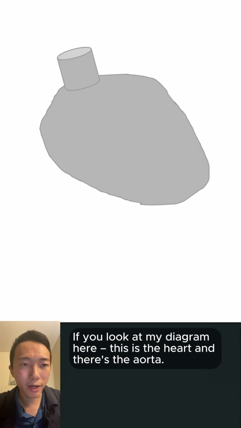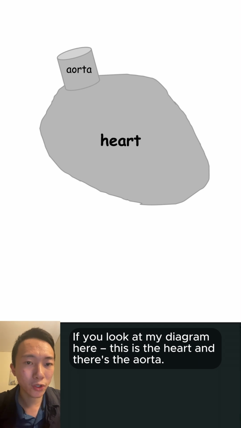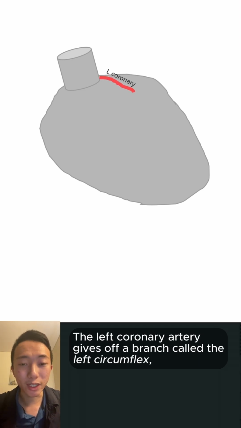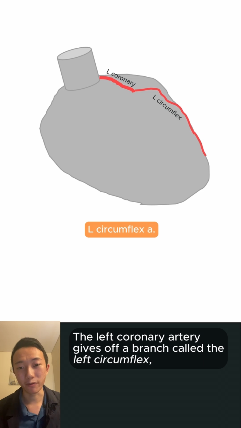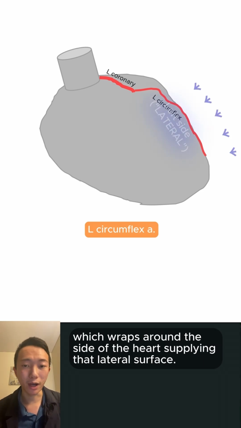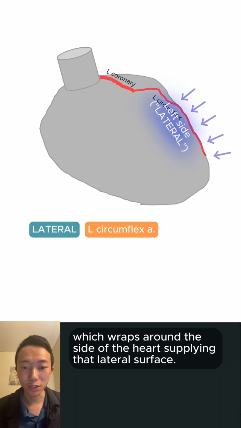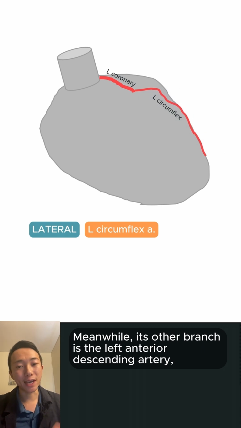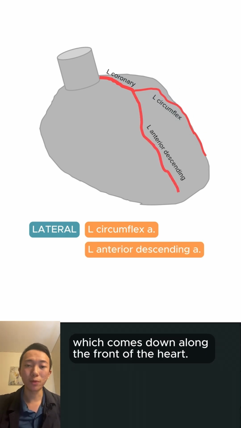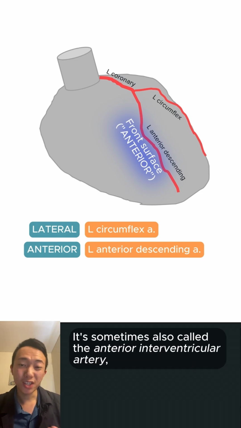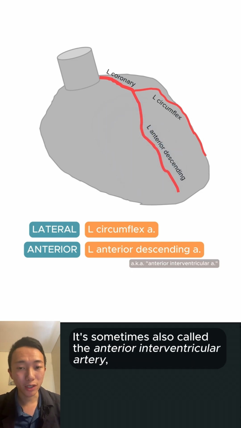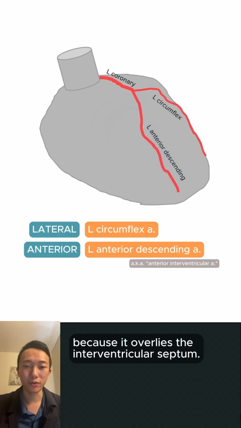So if you look at my diagram here, this is the heart and this is the aorta. The left coronary artery gives off a branch called the left circumflex, which wraps around the side of the heart, supplying that lateral surface. Meanwhile, its other branch is the left anterior descending artery, which comes down along the front of the heart. It's sometimes also called the anterior interventricular artery because it overlies the interventricular septum.